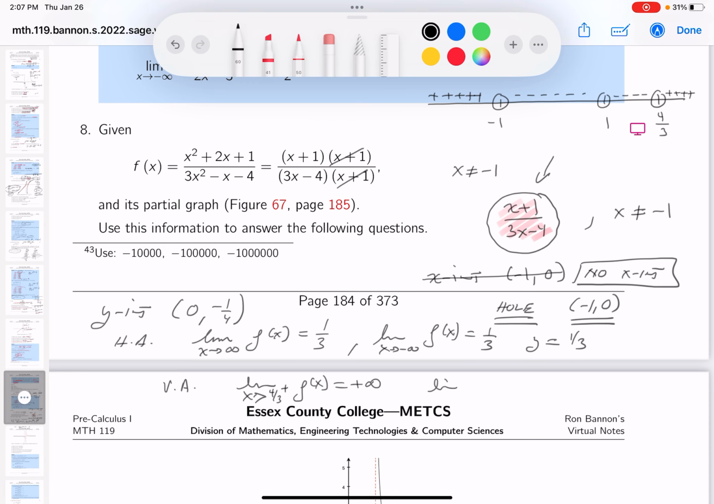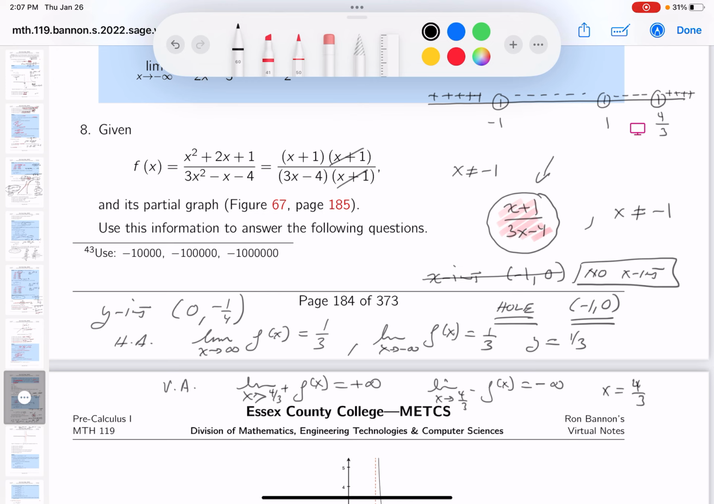Let's do this. Limit as x goes to 4/3 from the left of f of x. Well, I know it's going to blow up. It's infinity, but when it's to the left of 4/3, it's negative. All right? So what's the vertical asymptote? It's going to be x equals 4/3.